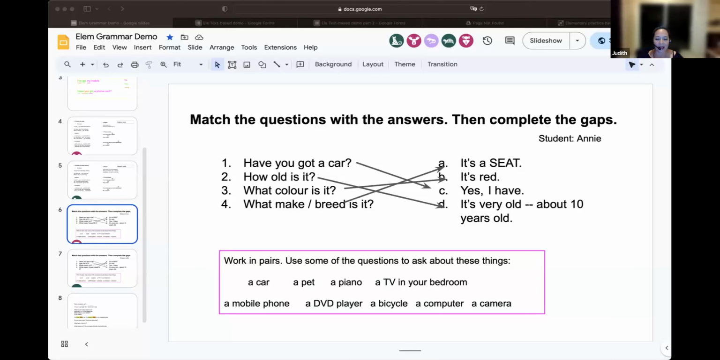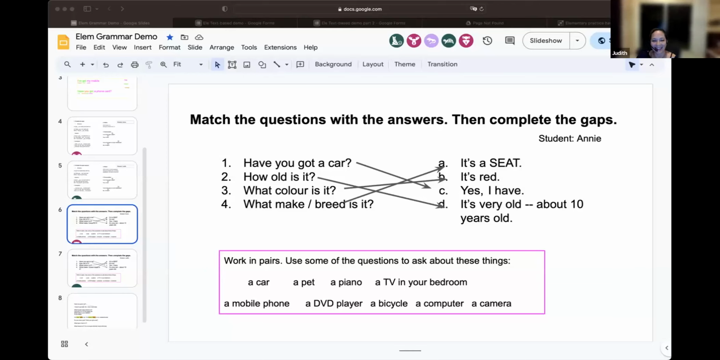Have you got a bicycle? No, I haven't. Have you got a pet? No, I haven't. Sorry. Okay. Have you got a TV in your bedroom? Yes, I have a TV in my bedroom.